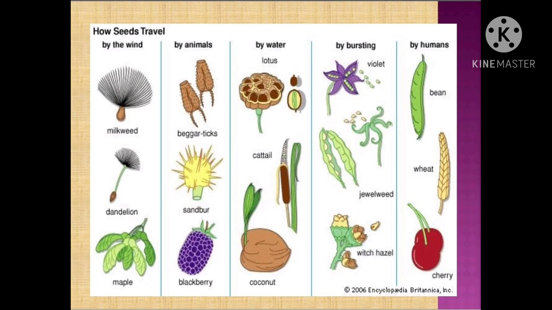Seeds dispersed by wind are dandelion, maple, madar. By animals: xanthium, tribulus, or arna. By water: lotus, coconut. By explosion: pea, ladyfinger, balsam.